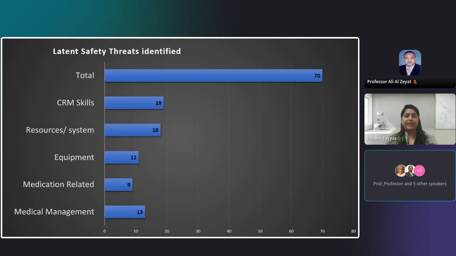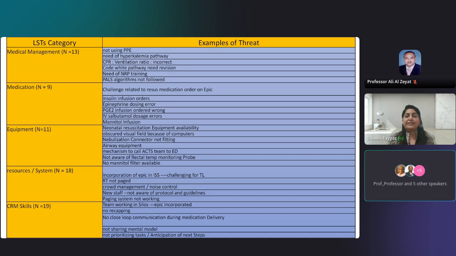They were categorized into crisis resource management, resource system utilization, equipment related, medication related, and medical management related. Then we utilized the SEIPS model, which is a human factors methodology, to categorize different themes into one category. One is medical management, where you can see not using appropriate PPE, need for the hyperkalemia pathway, and the CPR ventilation ratio being incorrect. There are some medication-related errors: we have an electronic medical record system where they found some challenges. Insulin infusion orders were wrong, epinephrine dosing was wrong, prostaglandin E2 was wrong, and mannitol infusion was ordered wrong. These are small things which happen every day.